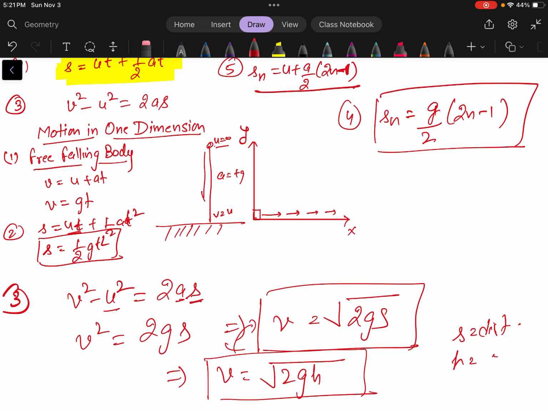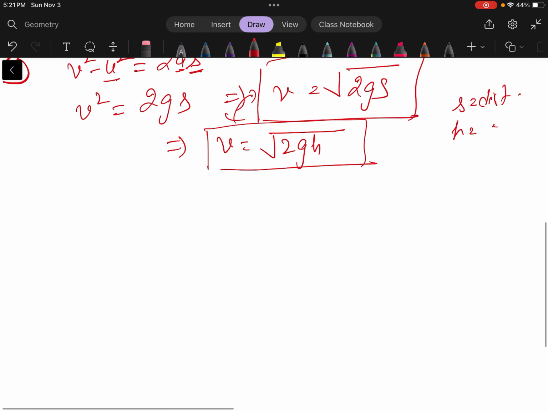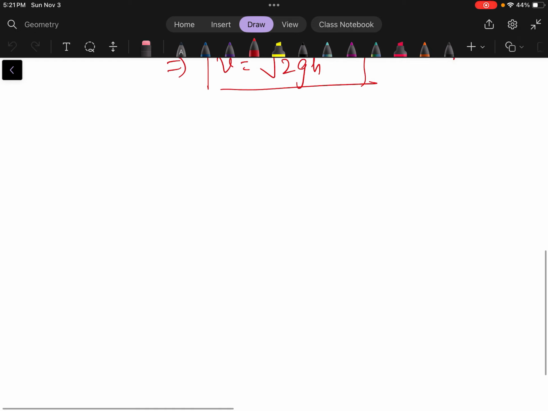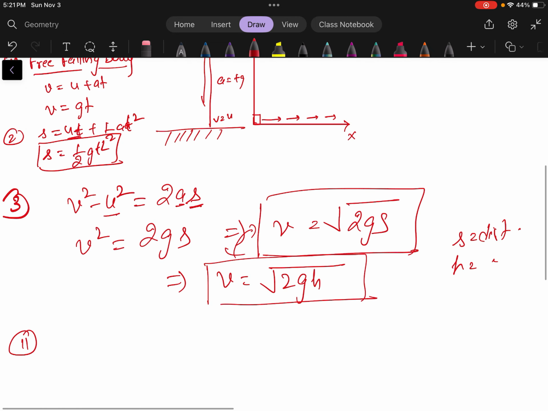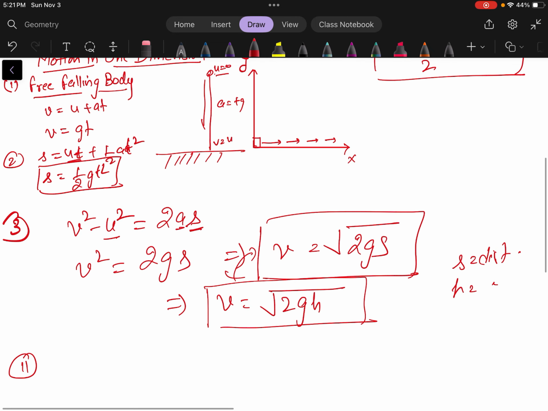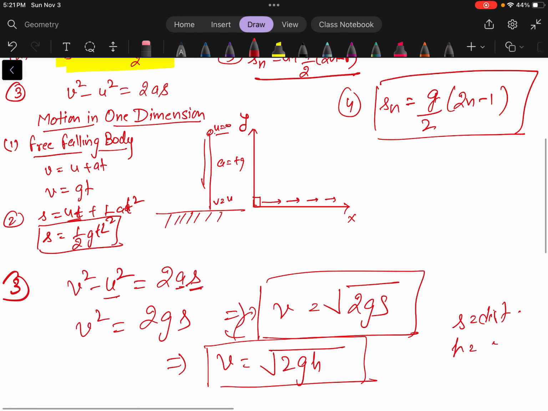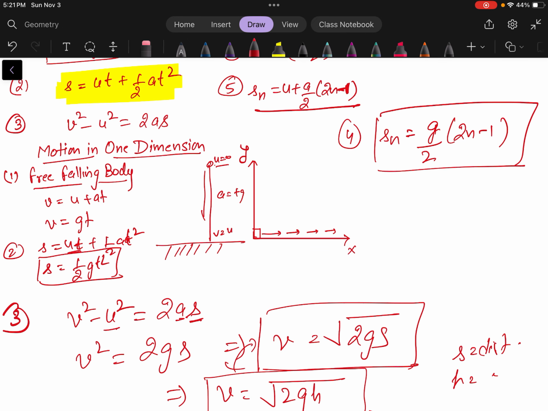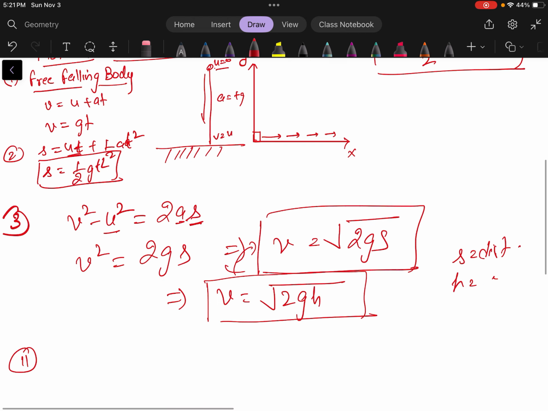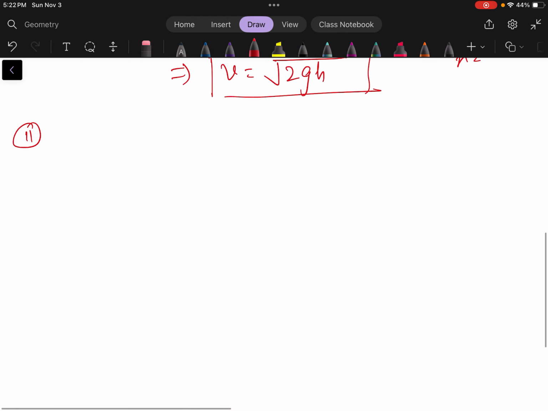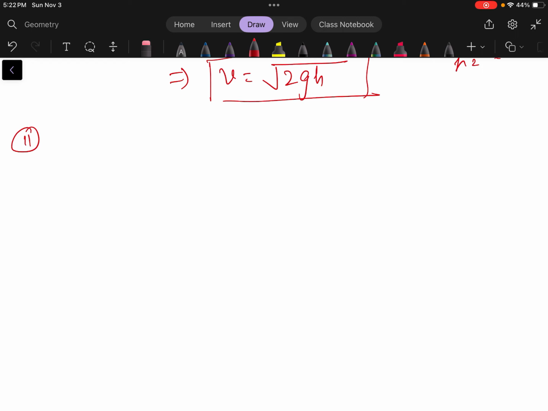Now, in the last chapters we also revised projectiles, a body projected vertically. The fourth one is Sn, where u is equal to 0, and when we substitute the value we get this. So all these things we already discussed.